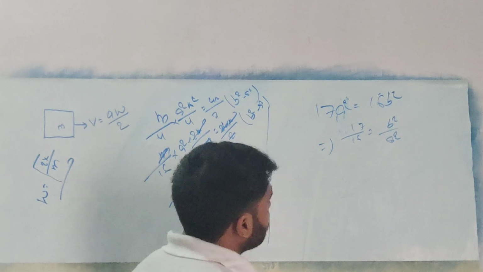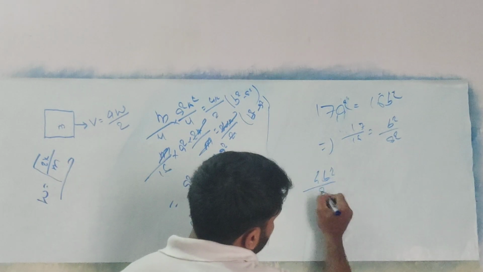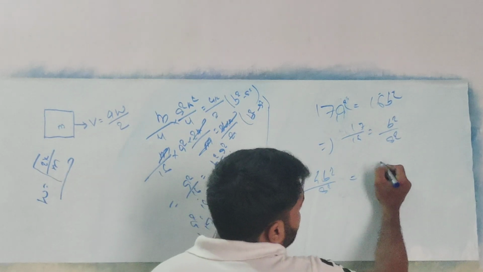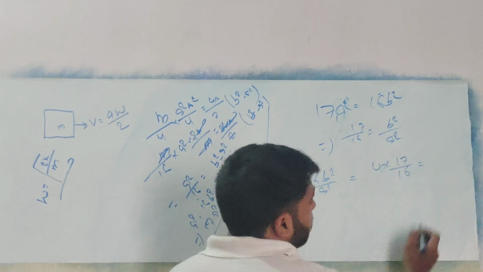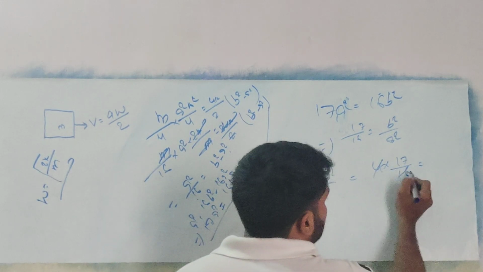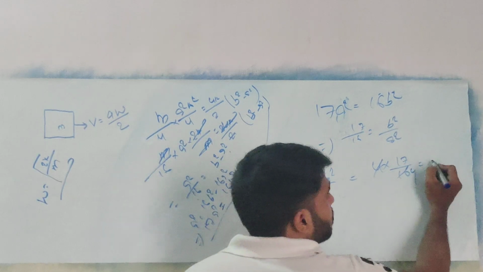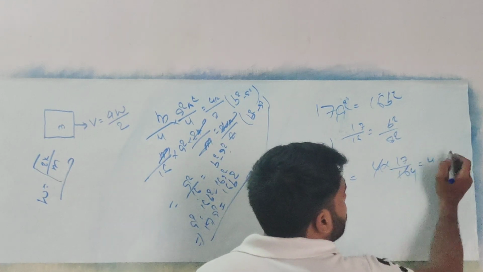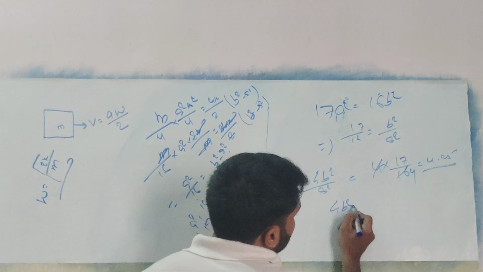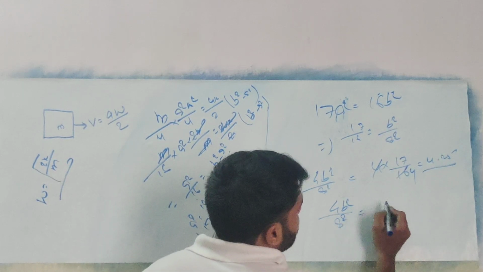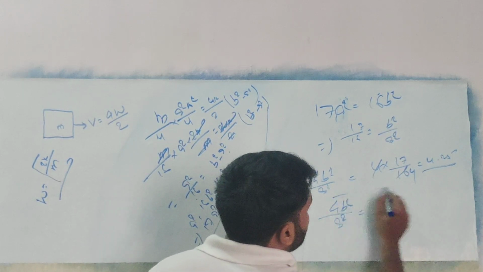What we have to find out? 4b square by a square. That means 4 times 17 by 16, and that comes out to be 4.25. So 4b square by a square is equal to 4.25.